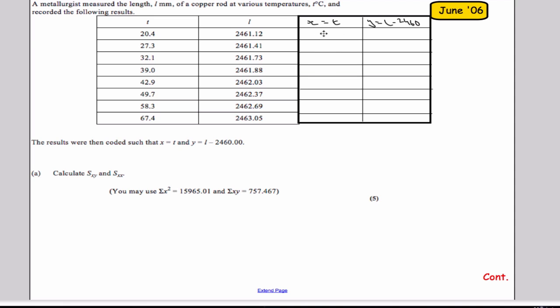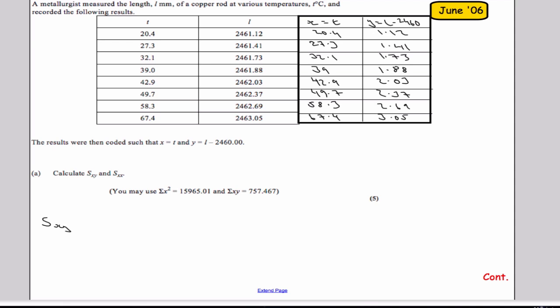So x equals t. These are all going to be the same values: 20.4, 27.3, etc. y equals L minus 2460. Taking 2460 off, I get 1.12, I'm going to get 1.41, and again, I'll just pause the video here and fill out this table. Okay, table is completed. Now I'm asked to calculate SXY and SXX.